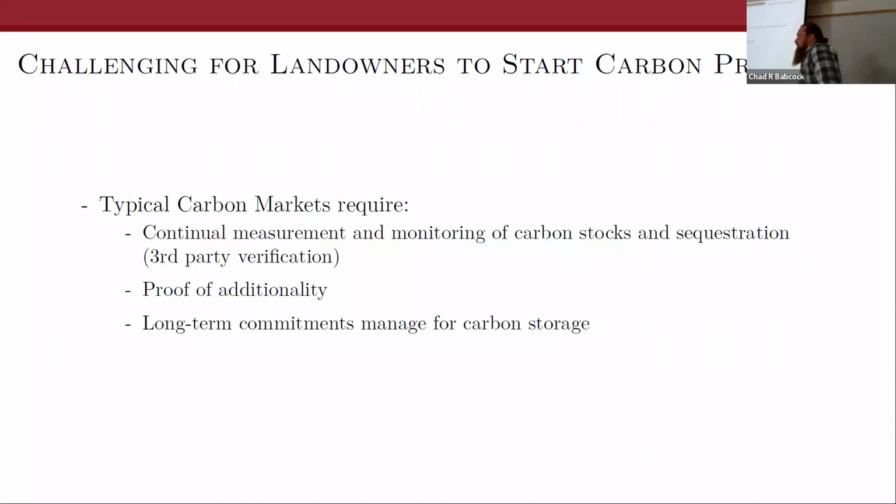And then they usually require some sort of proof of additionality. Basically, we need to show that whatever your forest is sequestering isn't something that already would be sequestered if you weren't in the program. Which is always a fun, hairy conversation to have with a lot of people. There's a lot of debate over what additionality is and how we should actually be accounting for it.